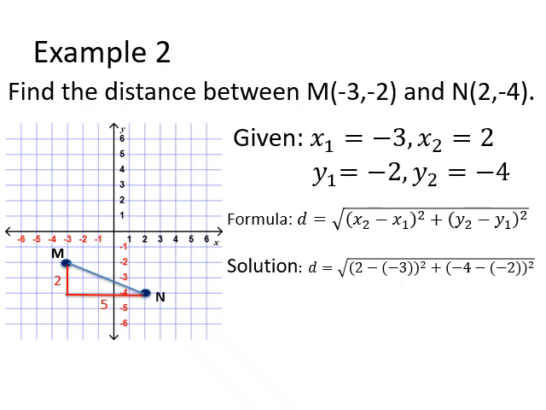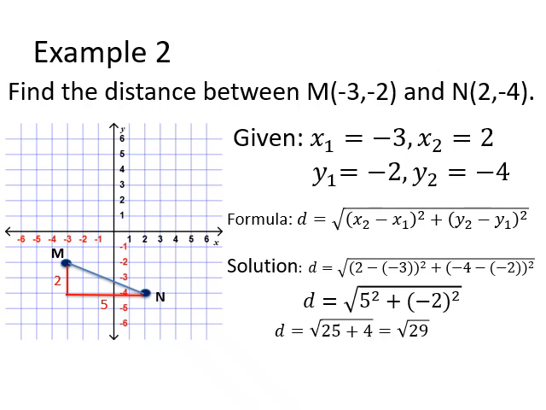So 2 minus negative 3, that would become plus, so copy, change. So 2 plus 3, so that would be 5 squared, plus negative 4, copy, plus, so negative 4 plus 2, that would be negative 2. So this will become d equals the square root of 5 squared plus negative 2 squared. So 5 squared is 25, negative 2 squared is 4. Again, when you square a negative number, the answer is always positive. So 25 plus 4, that is 29. So the distance is the square root of 29.